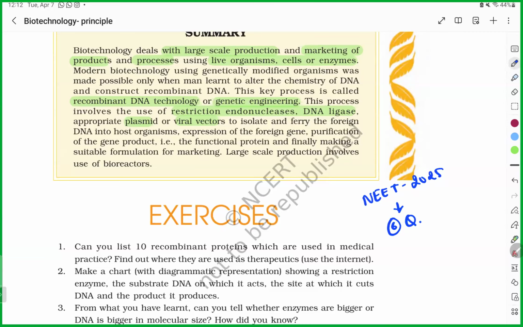Imagine we did 4 chapters of physics, like modern physics: dual nature, atoms, nuclei, 4 chapters. Total questions from these 4 chapters: 6. Only from biotechnology: 6. So what is a smart move? To do biotechnology multiple times. From biotechnology applications, 1 question. Makes sense, guys? Why we especially focused more on this chapter?